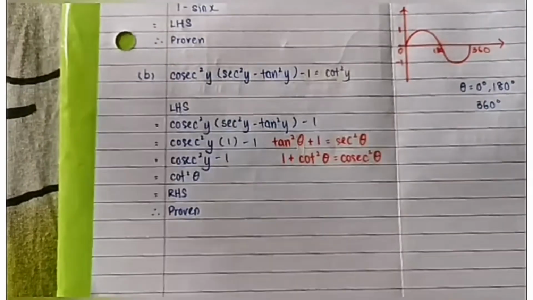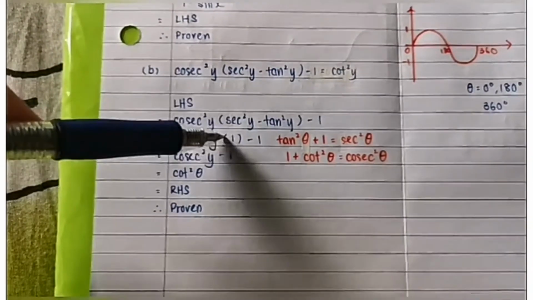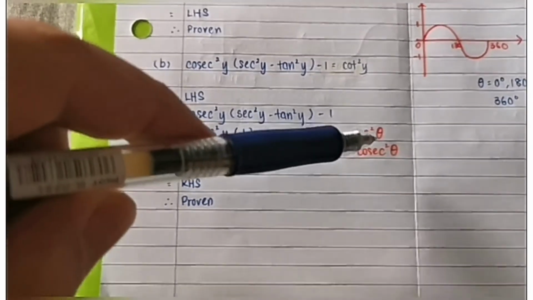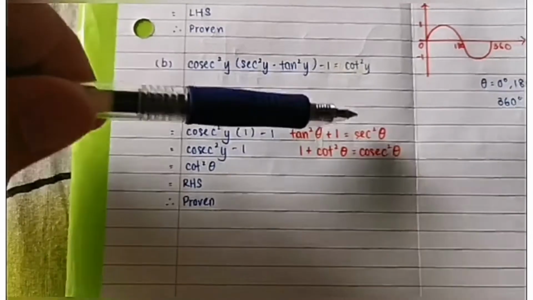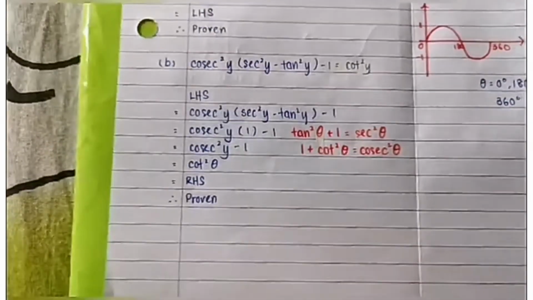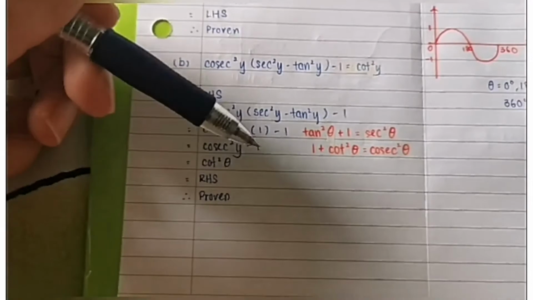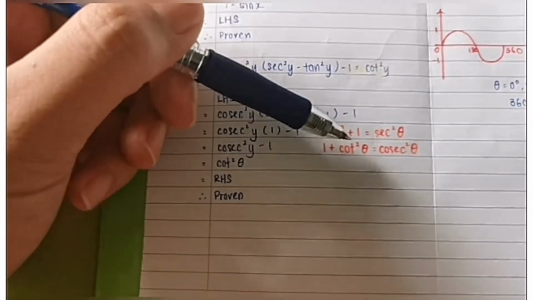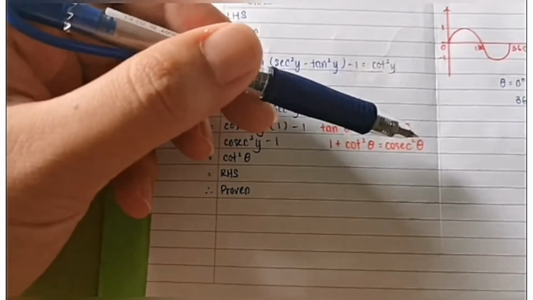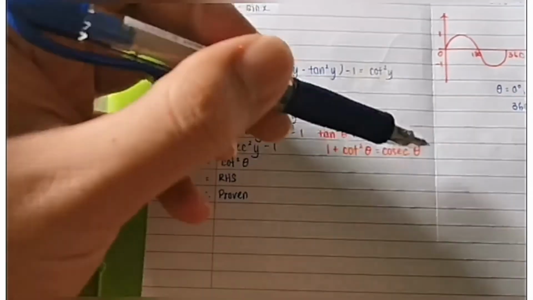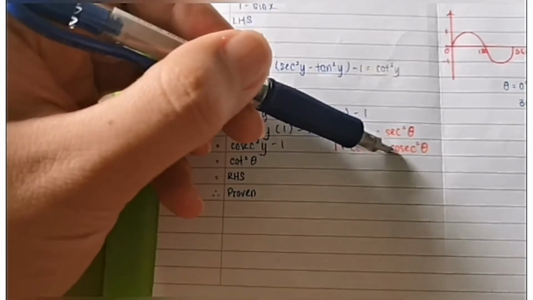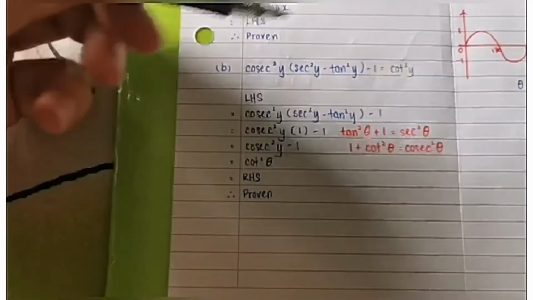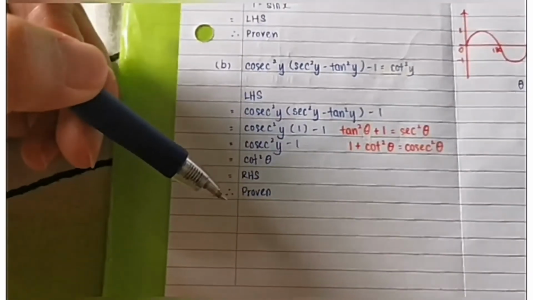And then secant square y minus tangent square y is actually equal to 1, because tangent square theta plus 1 equals secant square theta. And then don't forget it's minus 1 at the back. So cosec square y minus 1. It's actually 1 plus cotangent square theta equals cosec square theta. So take the 1 behind: cotangent square theta equals cosec square theta minus 1. So you get cotangent square y. Then you get your right hand side, and it is proven.